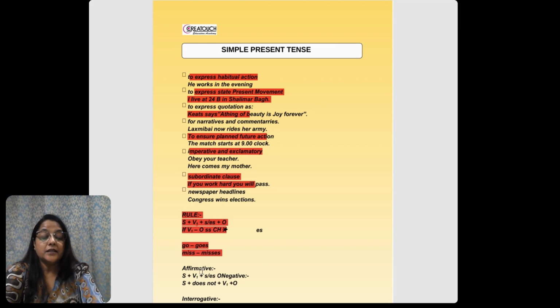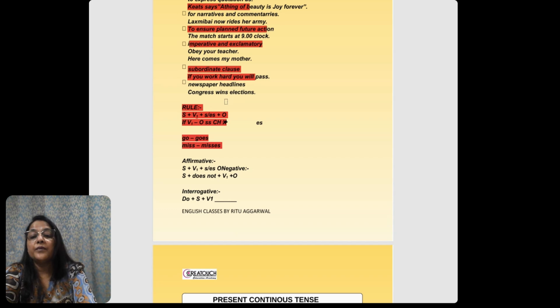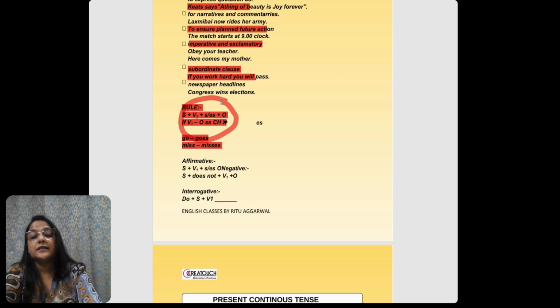Imperative sentences deal with the situation that affirmative and interrogative sentences need to be formed according to the rule. But the most important rule is subject, verb, object, first form plus s or es. So next time you do tense, just remember SVO, V1 plus s or es. This is how you need to recall your simple present tense.